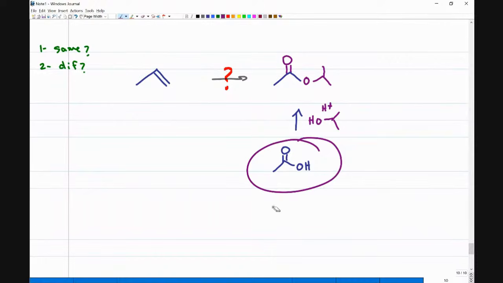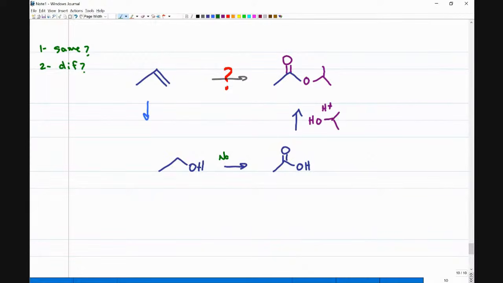So then I need to come up with a carboxylic acid. Now, I don't know how to go from an alkene to a carboxylic acid, but I do know how to make a carboxylic acid from an alcohol. If I have an alcohol, I can oxidize it. And that means I need to somehow turn this into an alcohol, because if I can have an OH, I can oxidize it with something like Na2Cr2O7.